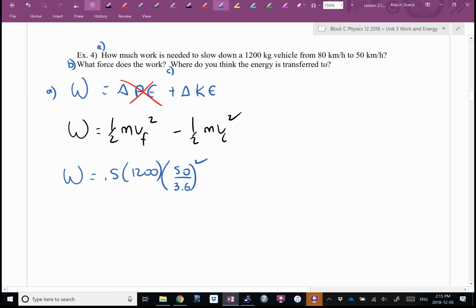I mean, I could do it somewhere off in the margin, but then how many sig figs do I need to carry? Ah, forget it. I'll do it all in one step. Minus 0.5, 1200, 80 divided by 3.6 all squared. What do you get? Oh, you're going to get a negative answer. Wait a minute, you should get a negative answer because what we're really saying is how much energy does this car need to lose? And losing energy should be negative.